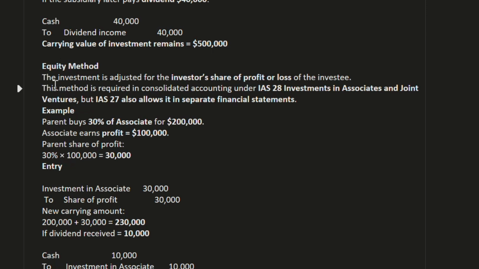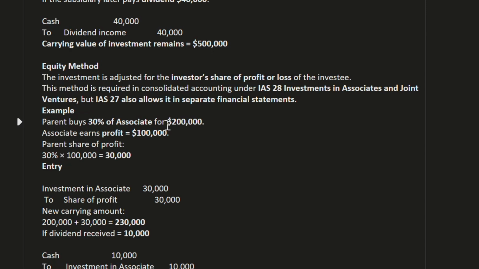Now, under the equity method, the investment is adjusted for the investor's share of profit or loss of the investee. The method is required in consolidated accounting under IAS 28, investment in associate and joint venture. But IAS 27 also allows it in separate financial statements. So we use it under IAS 28, especially the equity method, but IAS 27 also allows recording under the equity method in separate financial statements.